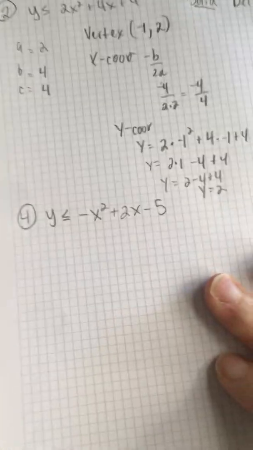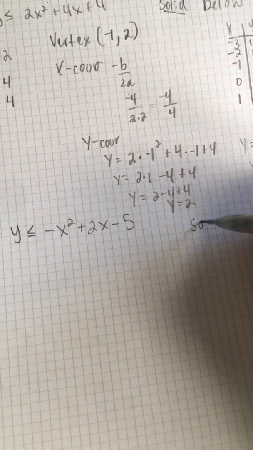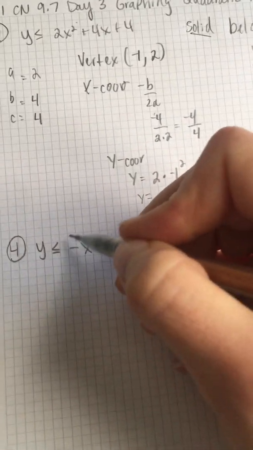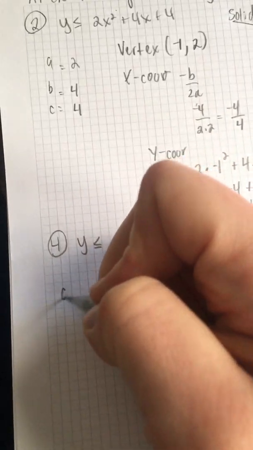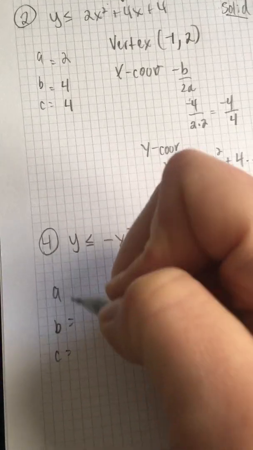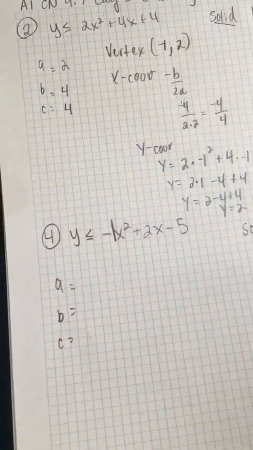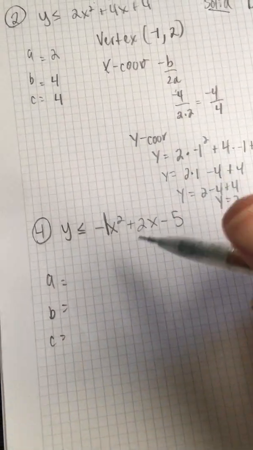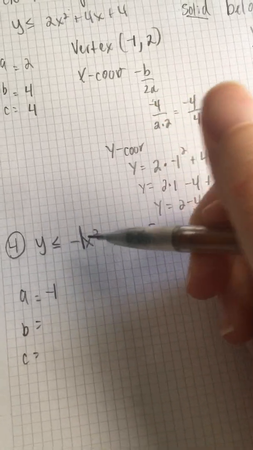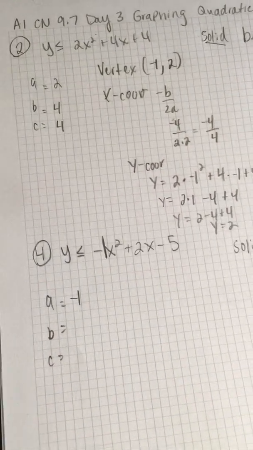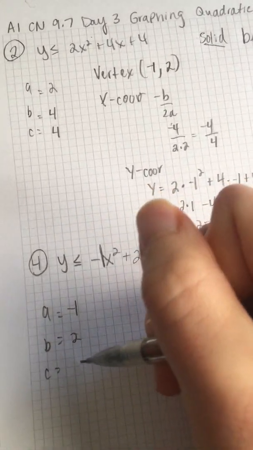Our second example, I'm going to start with solid, because I see the solid line, less than or equal to, below. Listing A, B, and C. And again, another challenging one because of that negative 1 there, that invisible 1. So I'm definitely going to put that one there and really focus in on that when I do the math. And so B is 2 and C is negative 5.